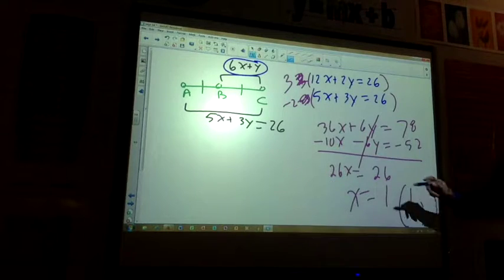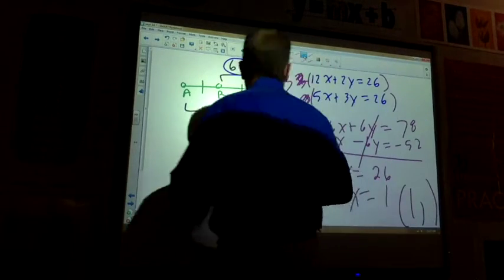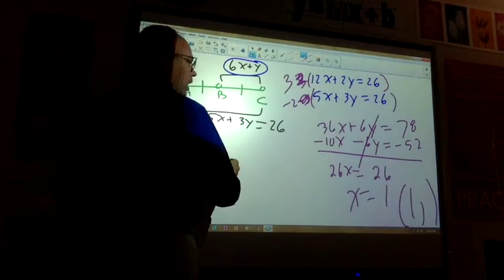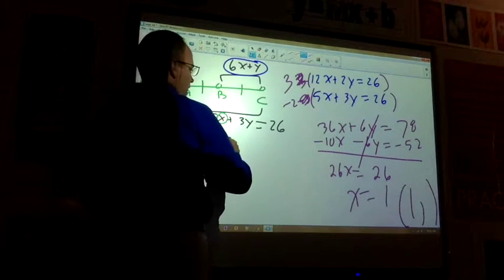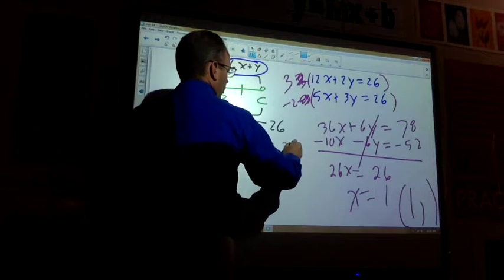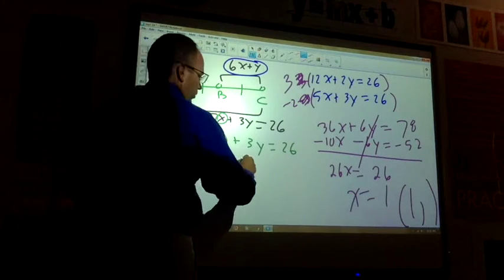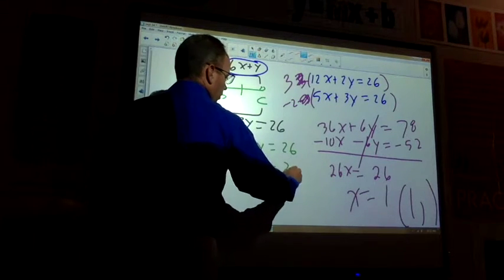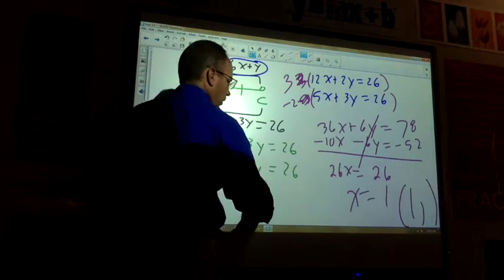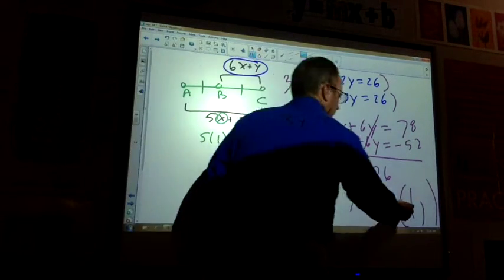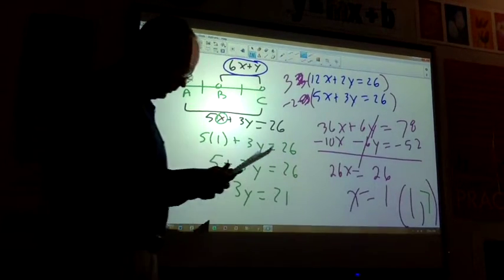All right, so I have to find y now, right? I found x right here, so I'm going to plug that in right here. So I have 5 times 1 plus 3y equals 26. Yep. 5 plus 3y equals 26. Am I right? 3y equals 21. If I subtract, y equals 7. Done.